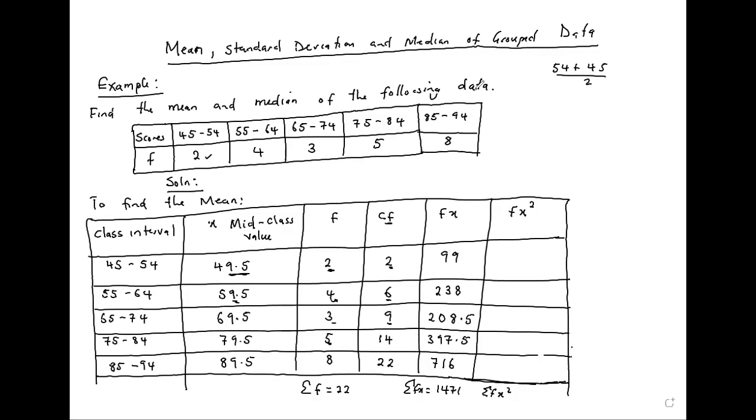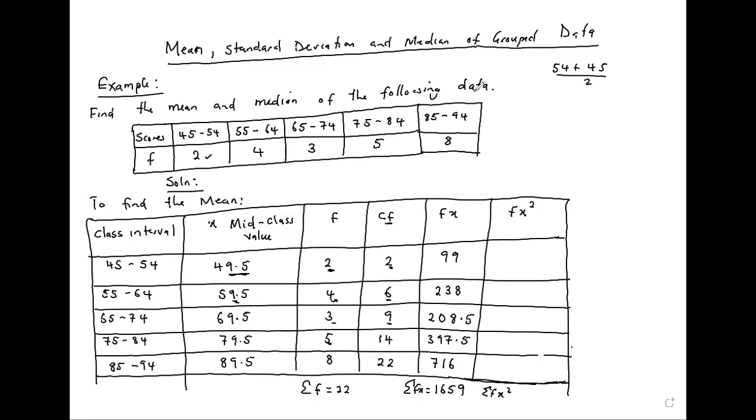Yeah, because I've gotten a different device. Again, 99 + 238 + 208.5 + 397.5 + 716. 1659 after doing it 3 times. Maybe my calculator is not adding some numbers. Let me get another. Okay. I have another one now.